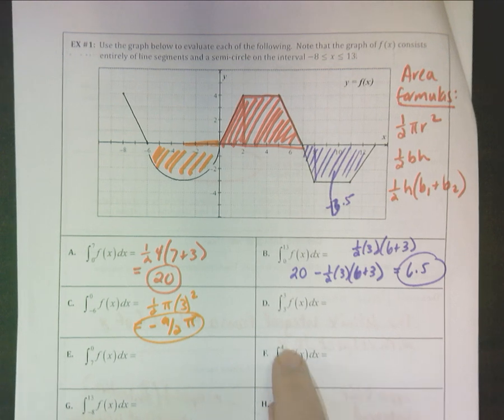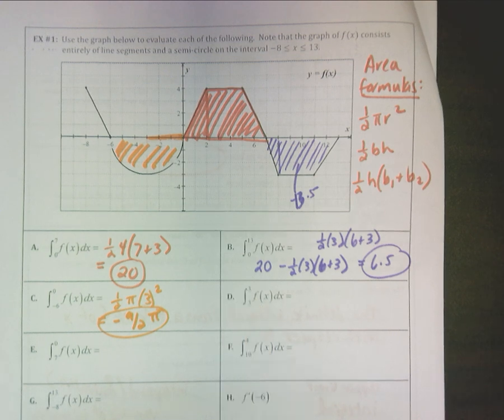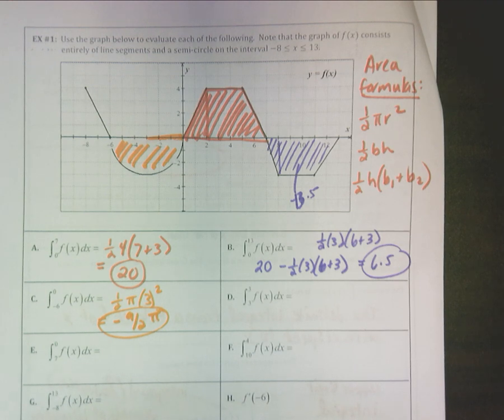All right, and then what about the integral from 3 to 3 of the function? How would I do that? If I go from 3 to 3, have I actually done any area, anything there? No, it's 0. Easy peasy.